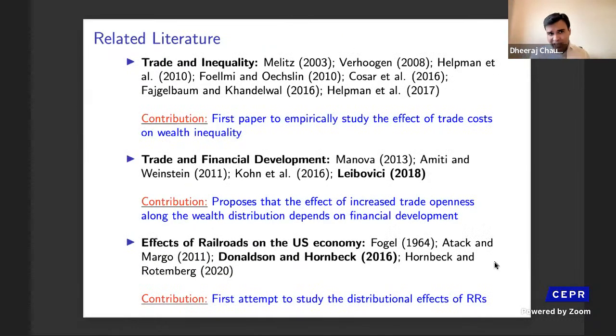I'm going to skip this slide. Let me just point out two things. So this is the first paper to study the effect of trade costs on wealth inequality. And second, there's a large and new interesting literature revived by Rick's work. In this framework, I try to contribute to study the distributional effects of railroads as opposed to the growth and productivity effects that they are after.